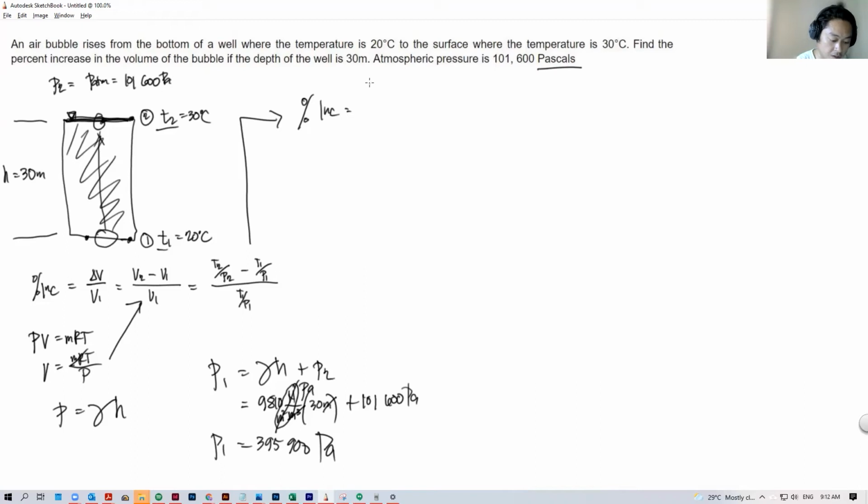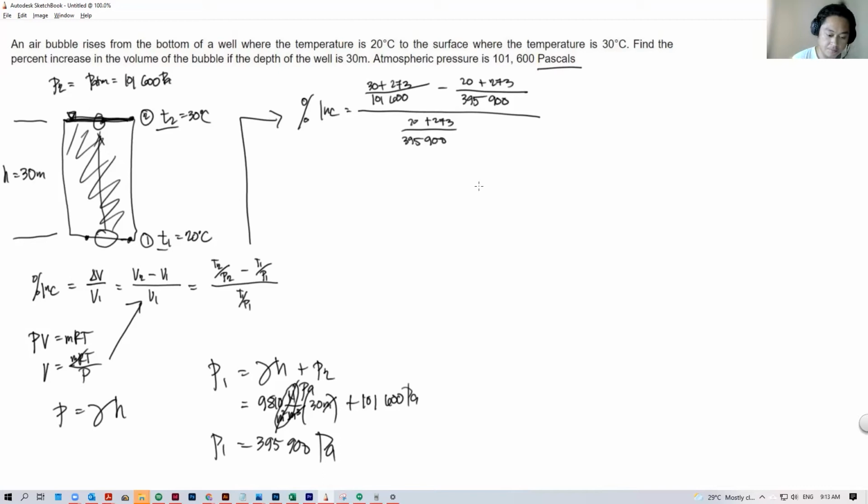So T2 is going to be 30 degrees. We'll add 273 to make this in kelvins, and that's the absolute temperature. And this will be over the pressure at point 2, which is equal to just the atmospheric pressure, 101,600 pascals, minus 20 degrees Celsius plus 273, all over the pressure at point 1, which is equal to the one that we've solved, 395,900 pascals.